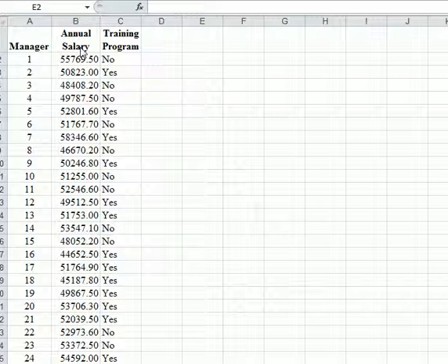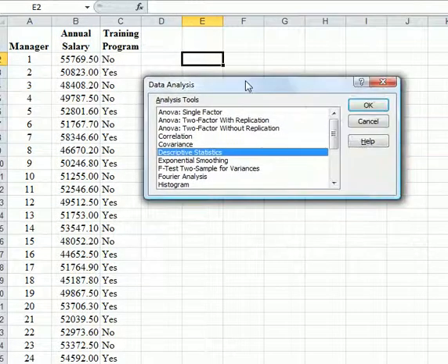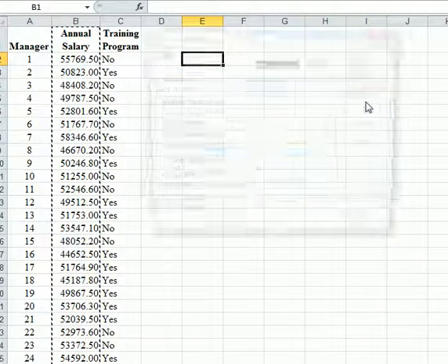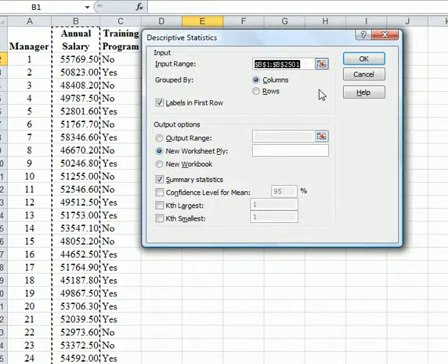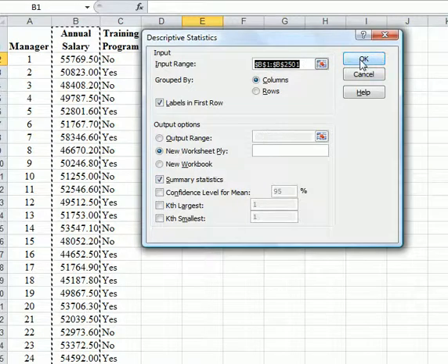Now this is a big data set. There's 2,500 different bits of data in here. So let's just summarize it. We'll go to data, data analysis, and then descriptive statistics. And we just want annual salary, so we go from B1 down to the bottom, which is B2501. We have labels in the first row, and we want summary statistics, so we go OK.